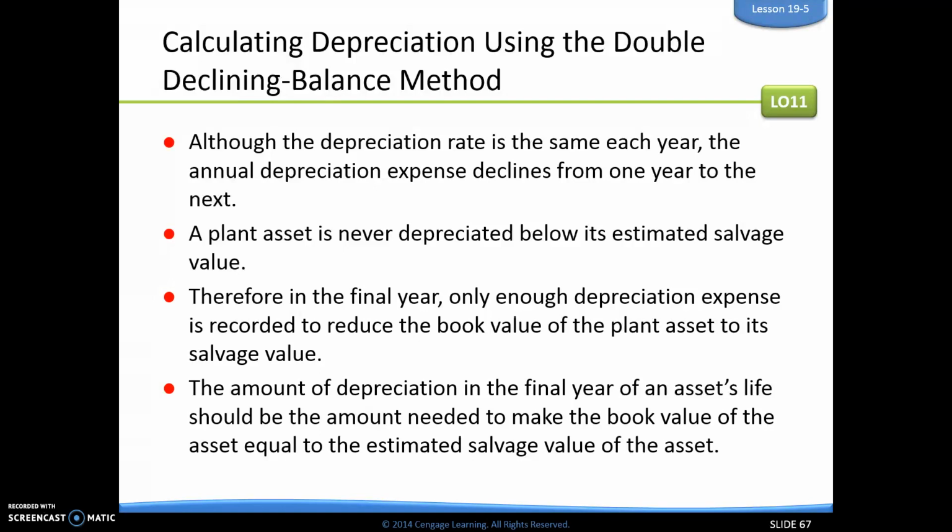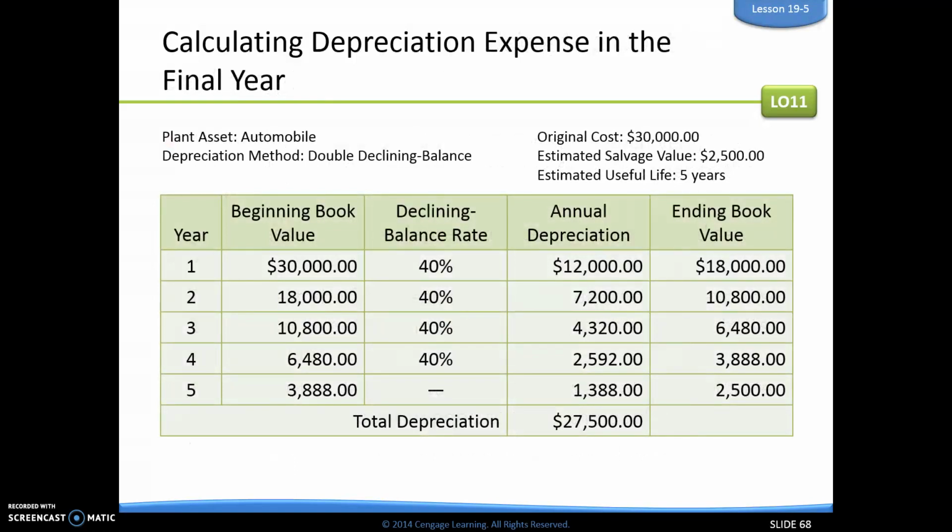So the amount of depreciation in the final year of an asset's life should be the amount needed to make the book value at the beginning of that year equal to the estimated salvage value. So let's see how that works. As you can see, as we keep going here, this is the same automobile we were talking about. On year 3, we have an annual depreciation of $4,320, so we get down to $6,480. We come over here, we do it again. Annual depreciation is $2,592, and we're down to $388.